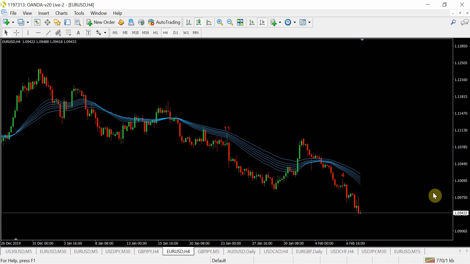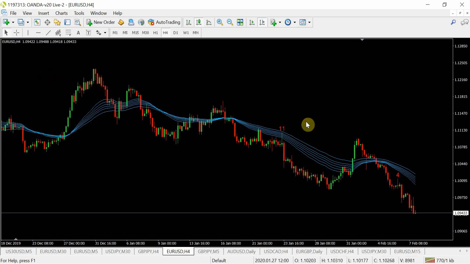So again, this is another classic example of how you can use pin bars from a counter trend perspective and a trend trading perspective.